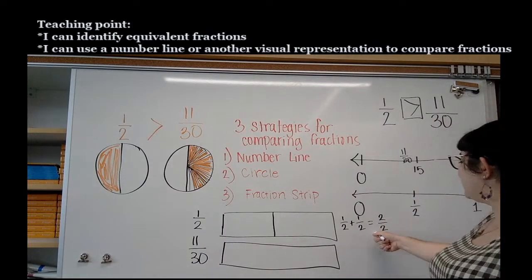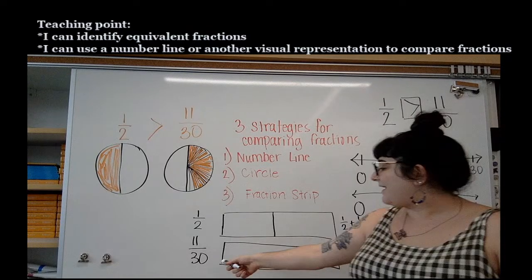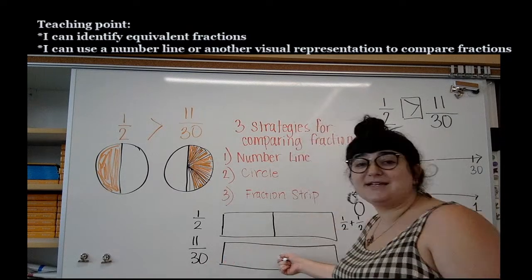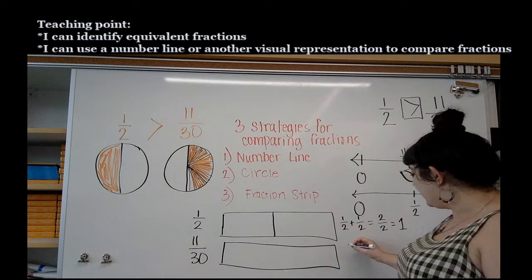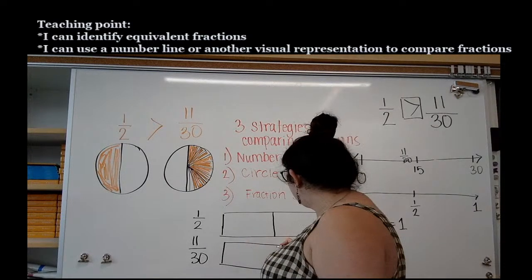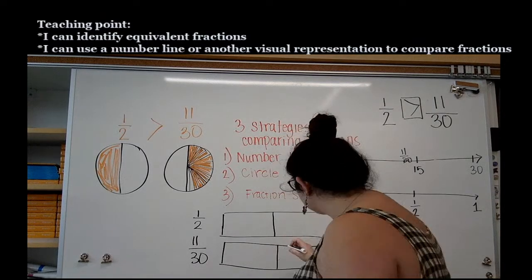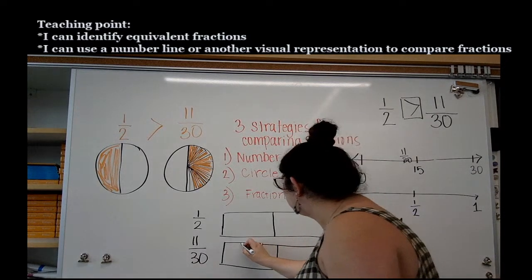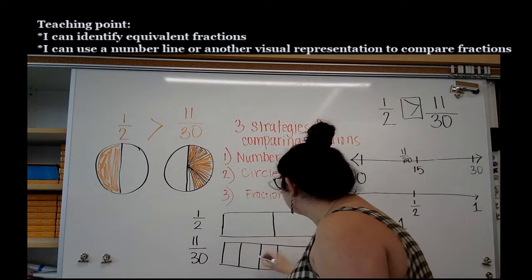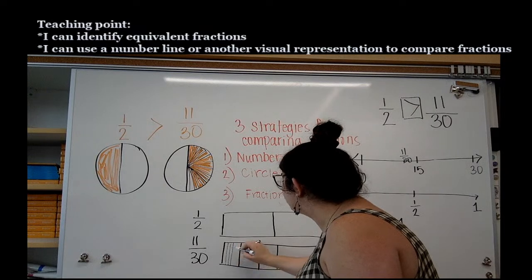1/2 plus 1/2 equals 2 halves, which also equals 1 whole. If I was going to add up 30 pieces, I should get 30 over 30, right? Which would equal 1 whole. Now, let's see. We know that half of 30 is 15. And so that means I want to draw 5 equal strips.